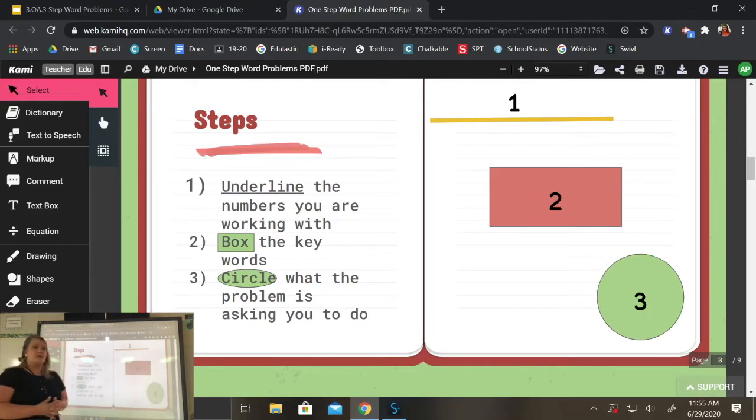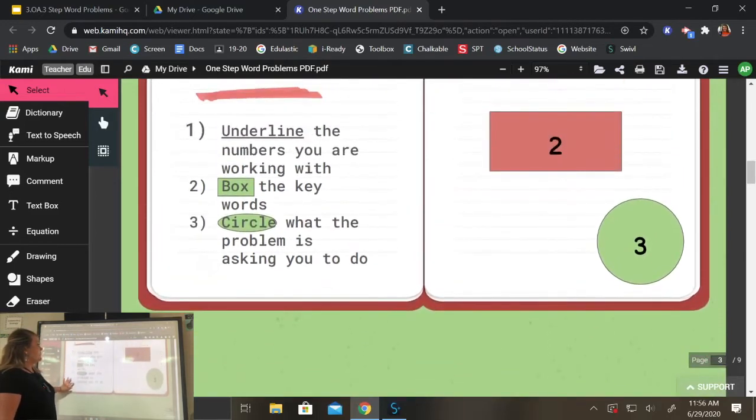Then you're going to need to box the keywords. Those are the ones we just looked at. Those are words like each, how many more, the sum, keywords that'll tell us what kind of problem we're going to be working, a multiplication problem, a division, addition, or subtraction. Last but not least, I need you to circle what the problem's asking you to do. If it's asking you to find how many dog bones you have in all, I need you to circle it. We want to make sure that we know what the problem's asking us so we don't get the wrong answer.